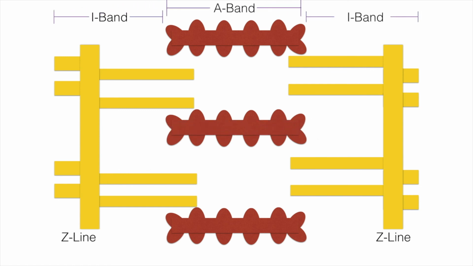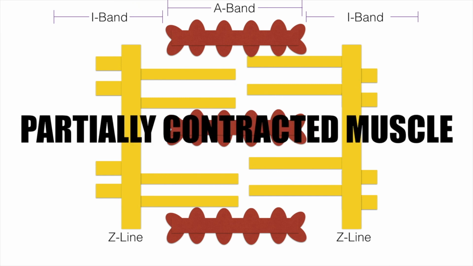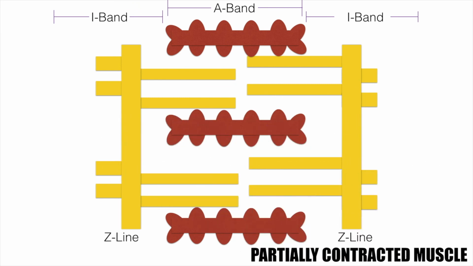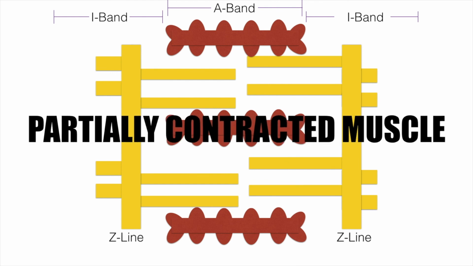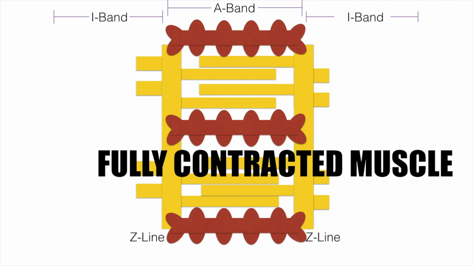In partially contracted muscle, the H-zone and the I-band are reduced and the A-band doesn't change. In fully contracted muscles, the A-band remains the same length. The I-band shortens and the H-zone disappears.